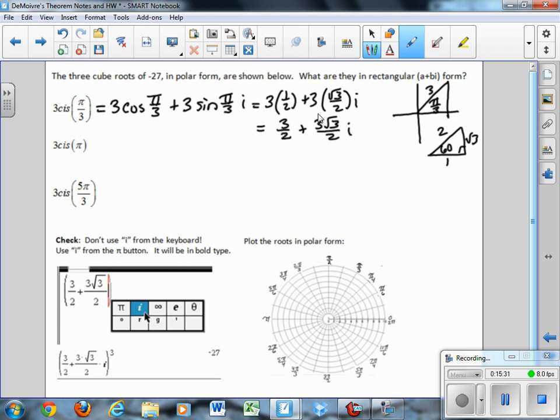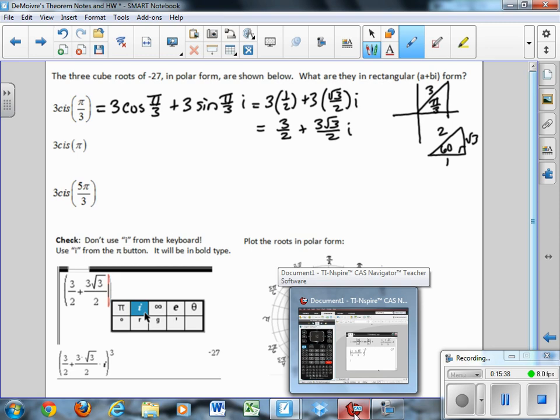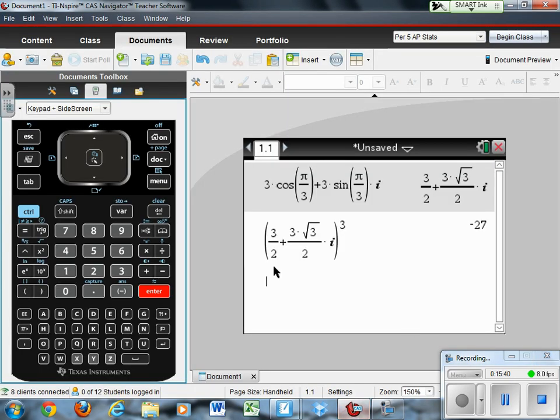Is it okay if I switch to calculator? I don't know if everybody's done writing. Okay, let me clear this off so that we can start fresh.